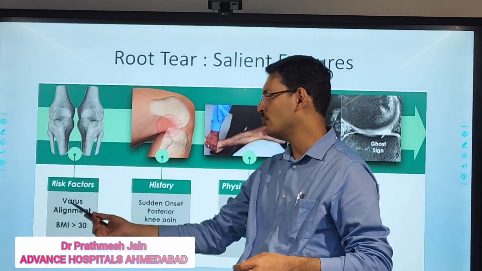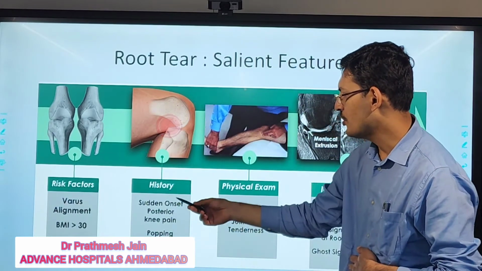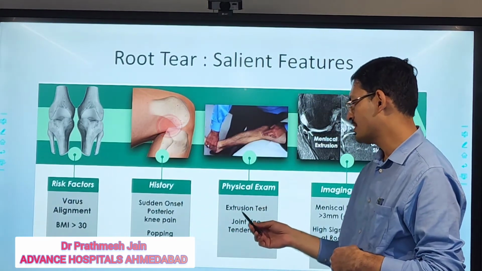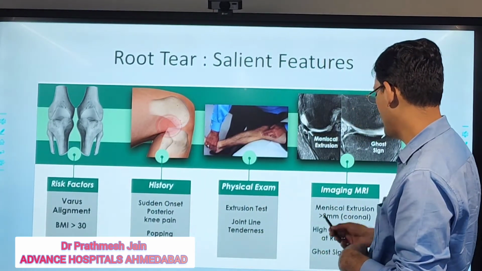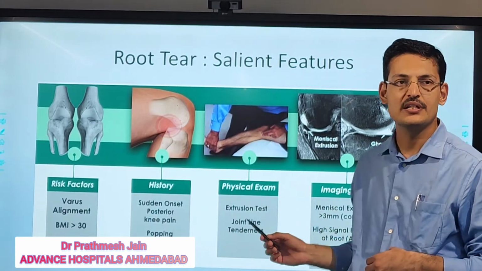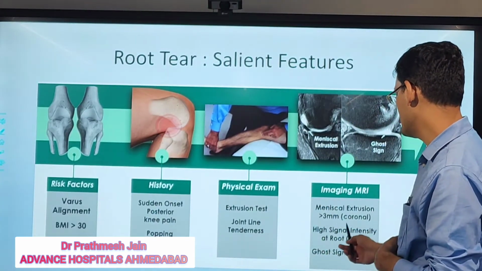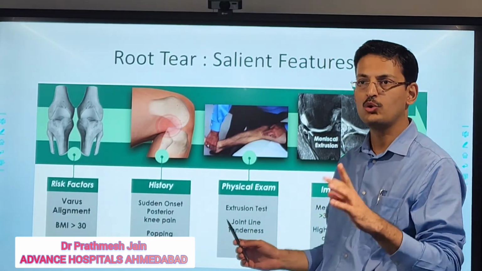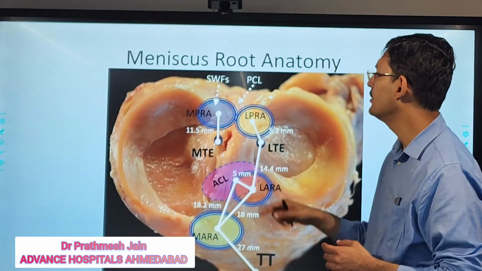You will have more commonly a varus alignment, BMI which is more than 30. There is a history of sudden onset posterior knee pain. There will be a popping sensation. On physical examination, there will be joint line tenderness. There will be an extrusion on the imaging. If it is more than 3 millimeters, it is suggestive of a root tear. There will be a high signal intensity on the root in the axial picture, and on the sagittal pictures you will have a ghost line. So these are all the important features that you need to take care regarding the root tear.